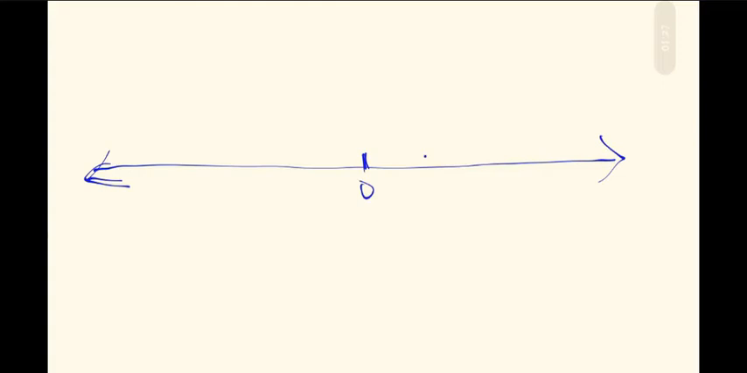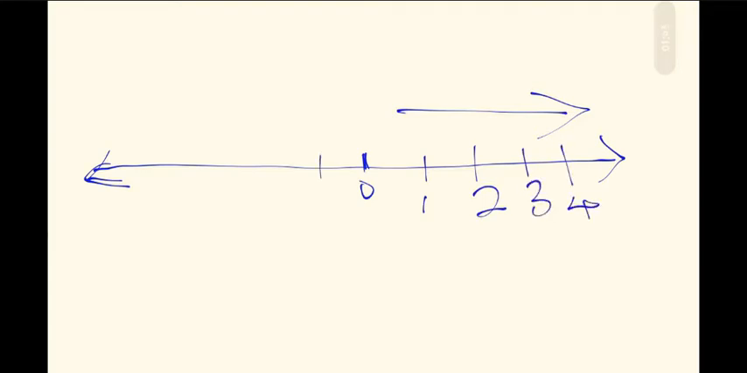0, and then moving to the right on the number line are the positive numbers: 1, 2, 3, 4. And then moving on the left are our negative numbers: -1, -2, -3, -4.